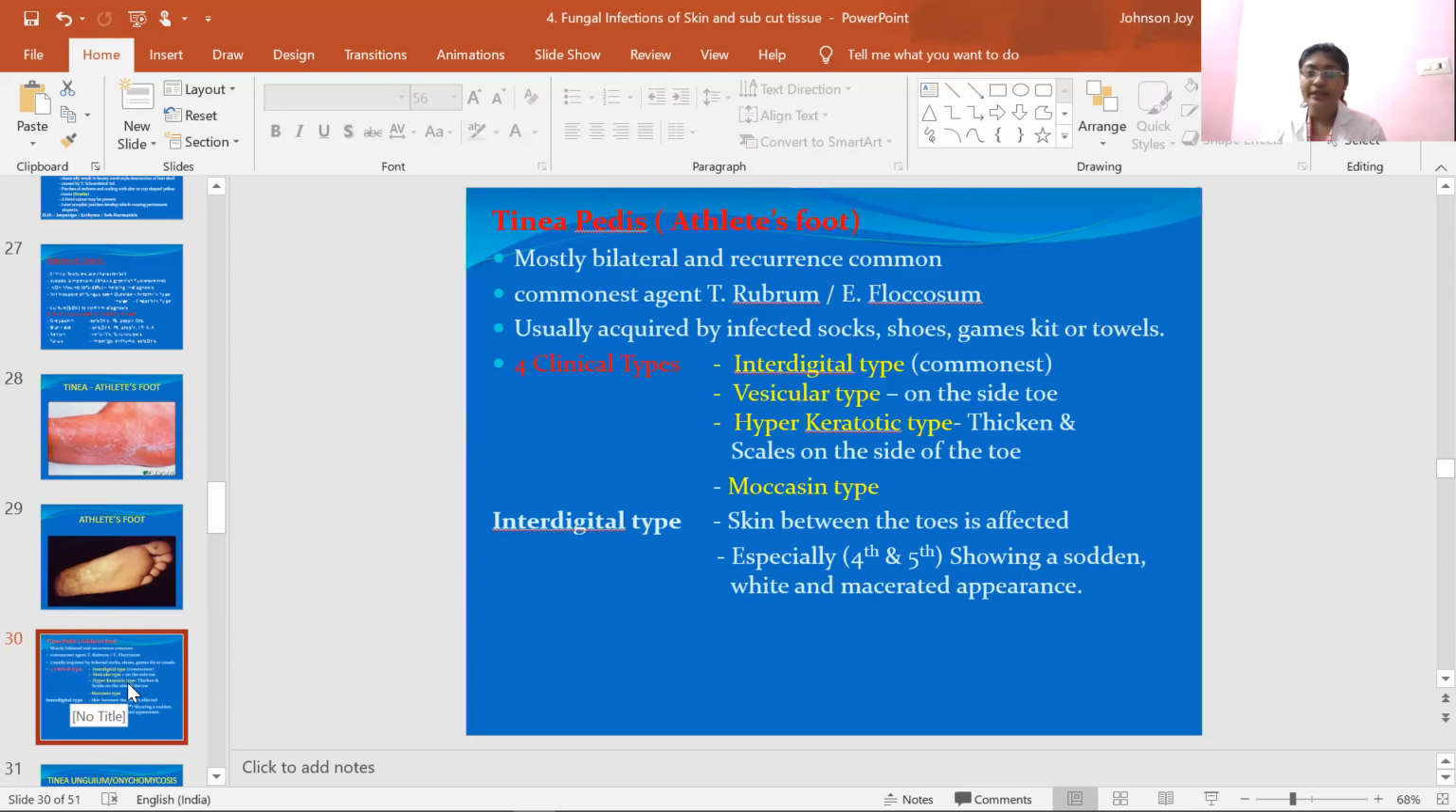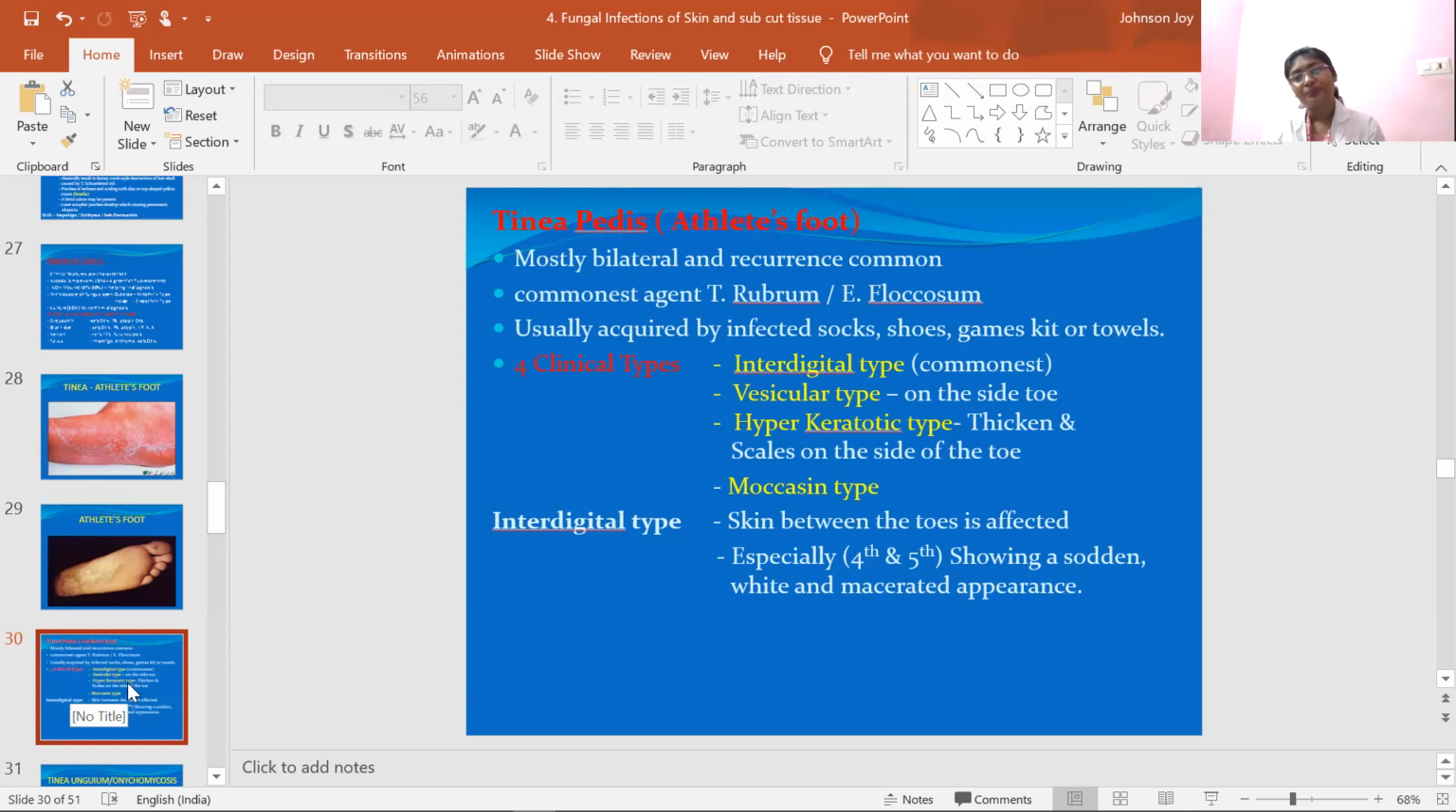There are 4 clinical types of athlete's foot. That is interdigital type, which is the most common. Then vesicular type on the side of the toe. On the side of the toe, you can see some vesicles, that is raised lesions with a fluid content of less than 0.5 centimeter. The third one is hyperkeratotic type, which is thickened and scaly on the side of the toe, and then moccasin type.